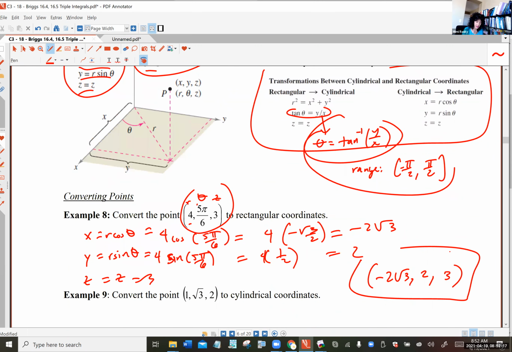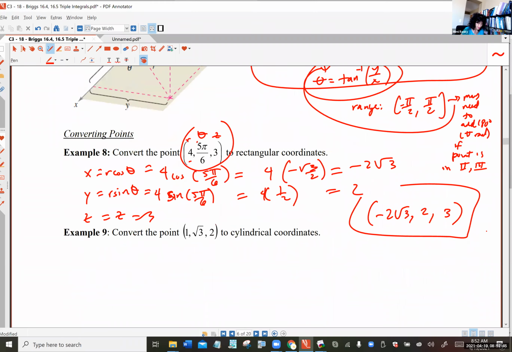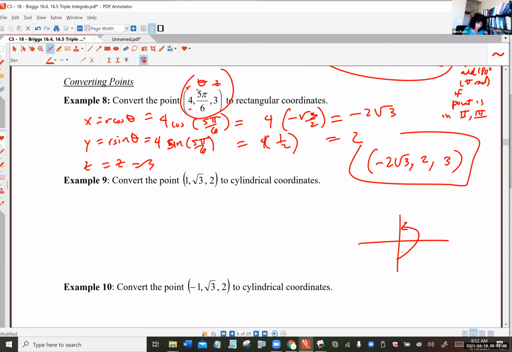So just like when we went over this same issue with two-dimensional vectors, when we were trying to find the direction of a vector in 2D, we also acknowledge that you may need to add 180 degrees or pi radians if your point is in quadrant 2 or quadrant 3. Otherwise, leave it alone. The answer is correct because, if you'll notice, negative pi halves to positive pi halves is going to work for you if your point is located in quadrant 1 or quadrant 4.